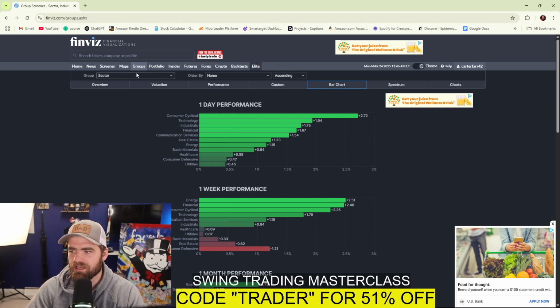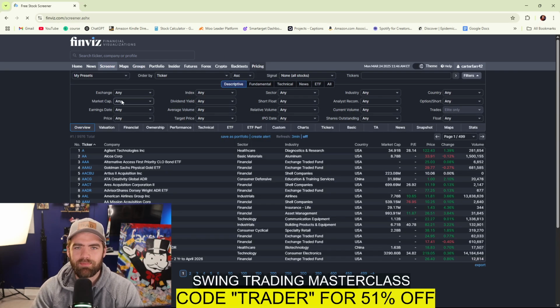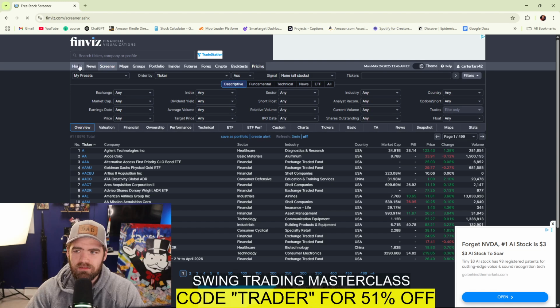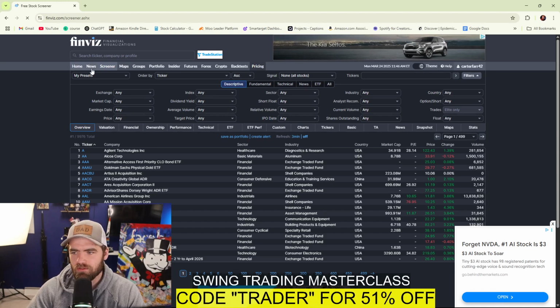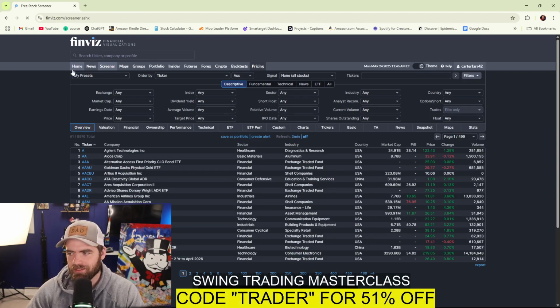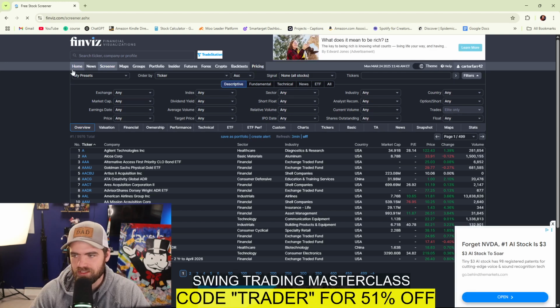All right, after you do this, the next thing you do is go to the screener tab right here. This is where you'll spend 99% of your time. When I load into Finviz, I literally click from the home and immediately go to the screener. I don't even pay attention to the first couple of pages.